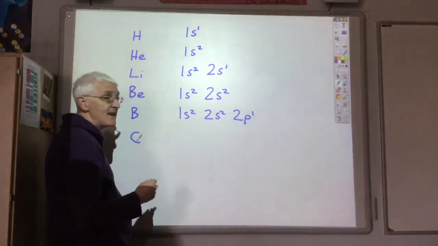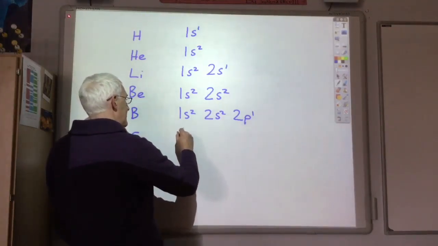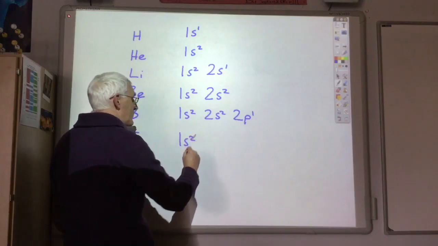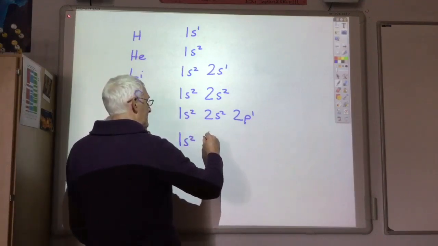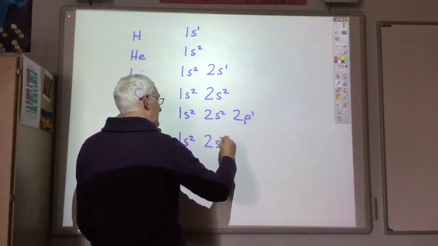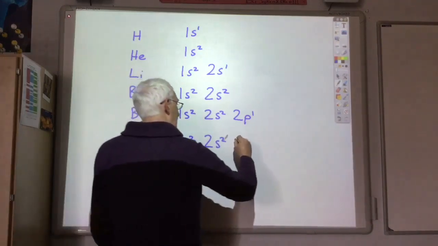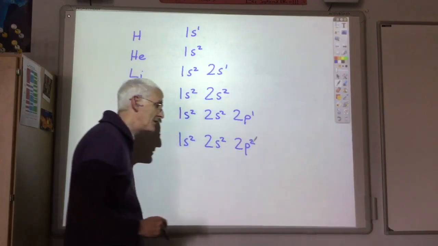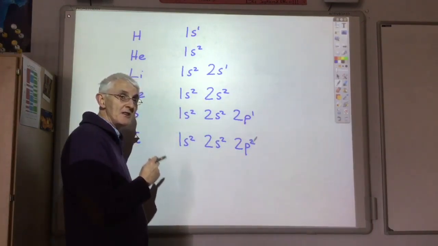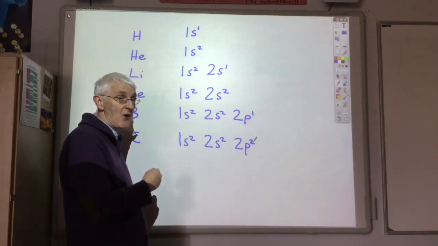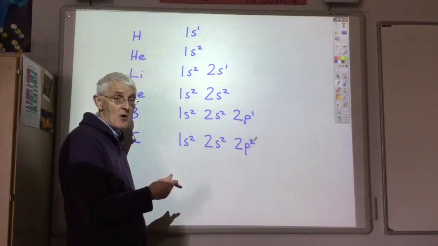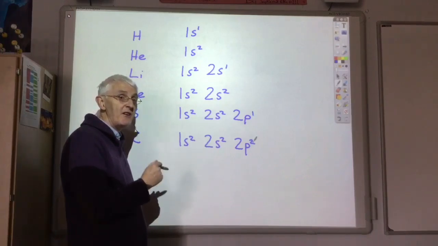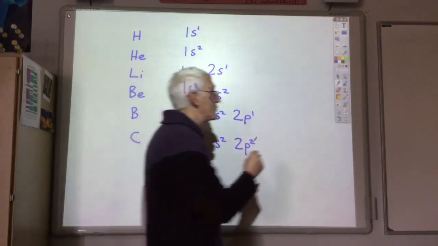When we get to carbon, it's then got 6 electrons, 2 go into the first 1s orbital, 2 into the second s orbital, and 2 into the 2p orbital. But the question is, what p orbital does that go into? Does it go into the one that already has an electron, or does it go into one of the others? Well, this is where our third and final rule comes in, Hund's rule.